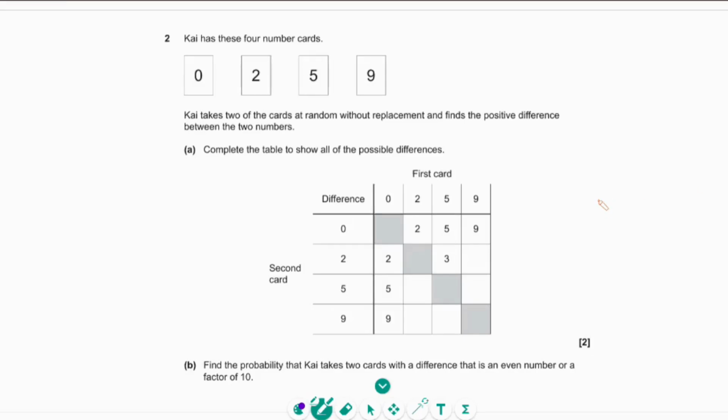Question 2, Kai has these 4 number cards. Kai takes 2 of the cards at random without replacement and finds the positive difference between the 2 numbers. Complete the table to show all the possible differences. So as you can see, this number 9 is the difference between 9 and 0. 9 take away 0 is 9. Here we need the difference between 9 and 2, which is 7. Here, the difference between 9 and 5, which is 4. Here, the difference between 9 and 5, which is 4. Difference between 9 and 2 is 7. Difference between 5 and 2 is 3.